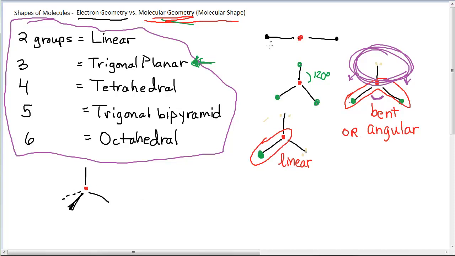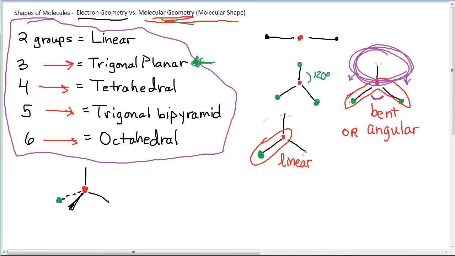I encourage you to look at lots of pictures of these. 4 groups around a central atom is a tetrahedral. No ifs, no ands, no buts. These are the way we would describe the electron geometry about a central atom with that many groups attached. So 4 groups around a central atom takes on a tetrahedral electron geometry. If there is an atom attached in all 4 positions, I still call the molecular geometry tetrahedral because it's taking the shape of a tetrahedral.